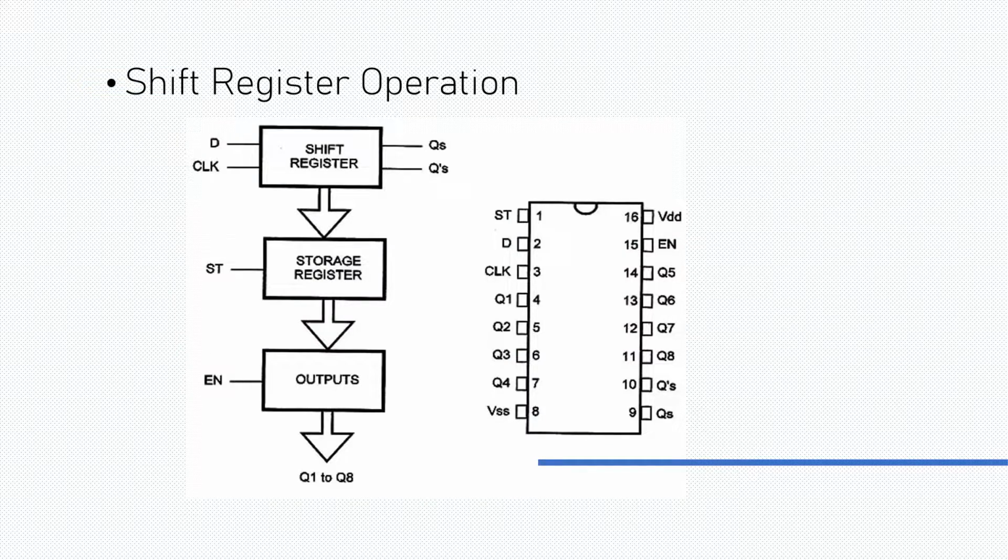Looking at the operation of a shift register, we can see that it comprises 3 segments: shifting within the register, storage, and output. So the first segment requires the data to be inputted to the register, and that is when we use the data input pin and the clock pin.